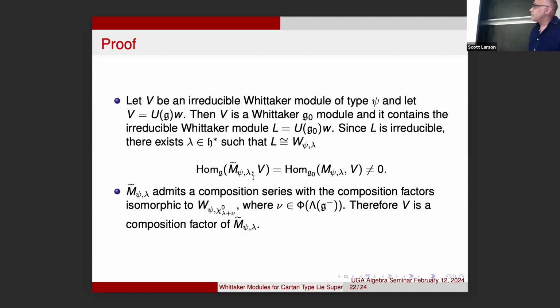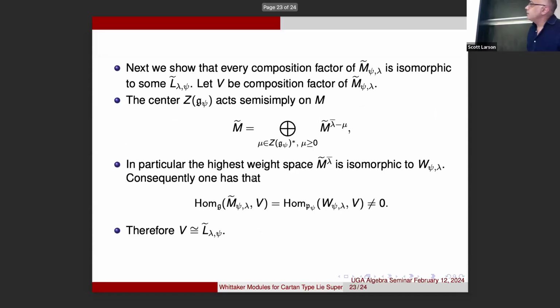Okay. So we know that every simple module V is a composition factor of this induced module. Next we have to show that every composition factor is of the form we have in our list. This is very standard. Next we show that every composition factor of this induced Whittaker module is isomorphic to some L tilde. I'm using the same notation: let V be a composition factor of this module.